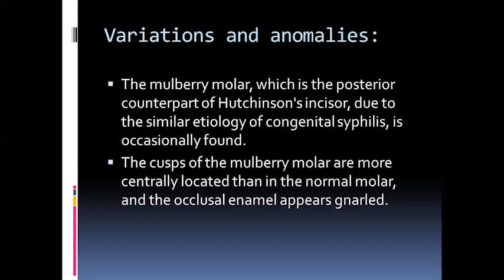The Mulberry molars are the posterior counterpart of Hutchinson's incisors, due to the similar etiology of congenital syphilis. It is occasionally formed. In incisors, it is the Hutchinson's incisors; in molars, the Mulberry molars. The cusps of the Mulberry molars are more centrally located than in the normal molar, and the occlusal enamel appears globular.